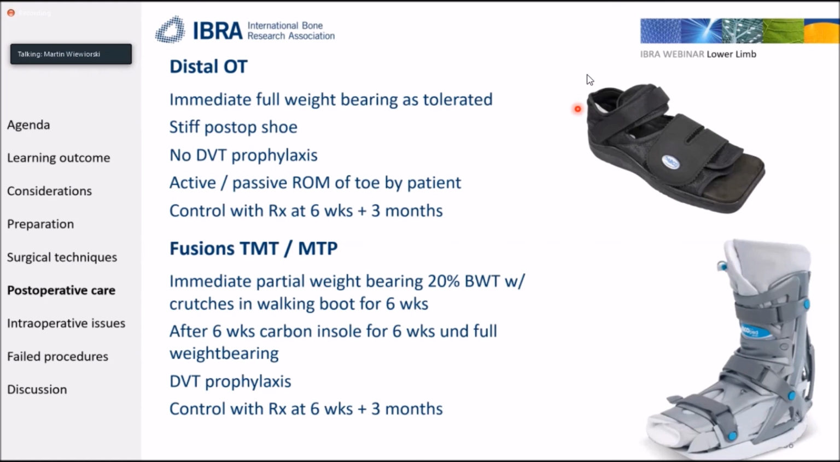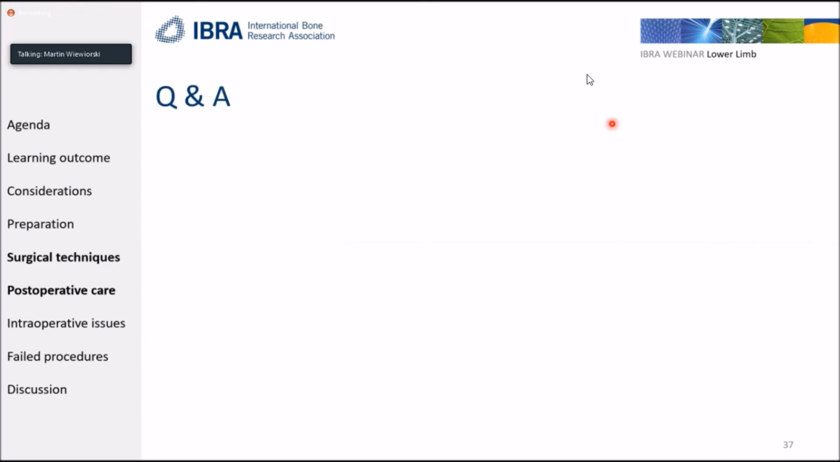For any kind of fusion of the TMT1 joint or the MTP1 joint, I put them in immediate partial weight bearing, 20% body weight for 6 weeks, and you can use any kind of below-knee walking boot. For the first 6 weeks with crutches, those patients usually require some DVT prophylaxis. I use just oral rivaroxaban, Xarelto, for 6 weeks. After 6 weeks, I do an X-ray, and I put them in a regular shoe with a carbon fiber insole for another 6 weeks. And I also do controls after 6 weeks and 3 months.